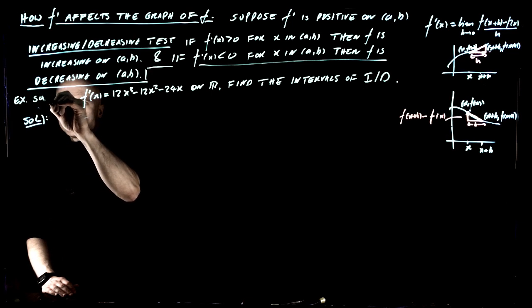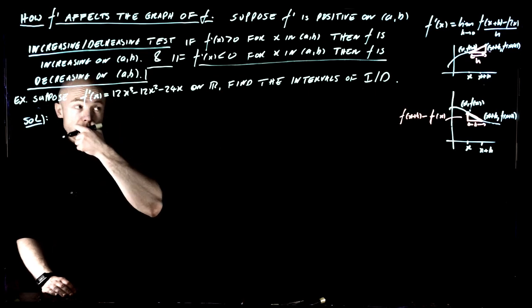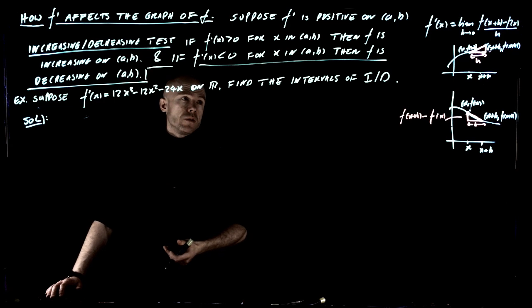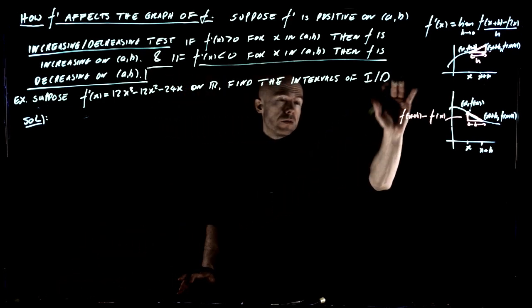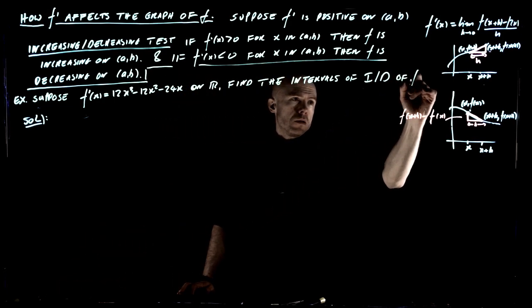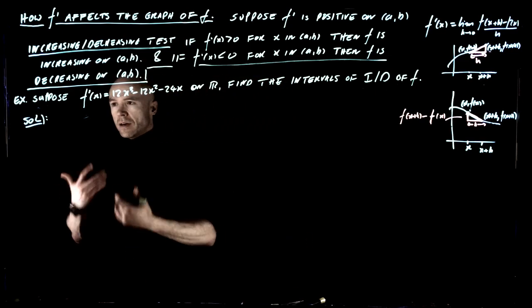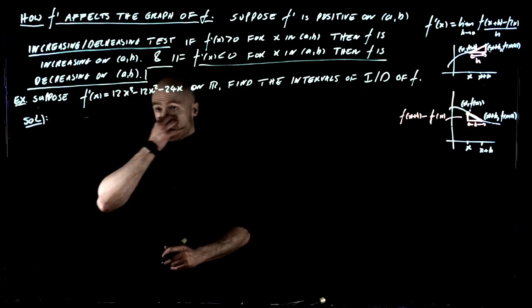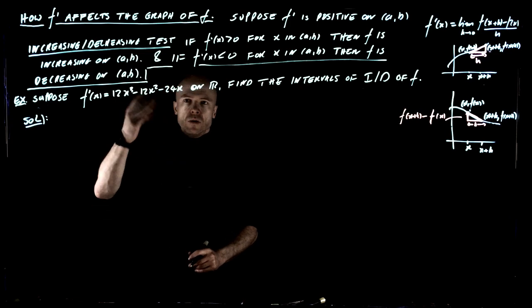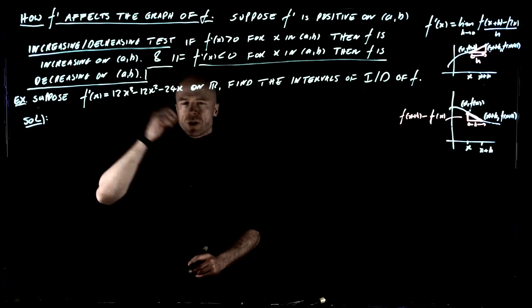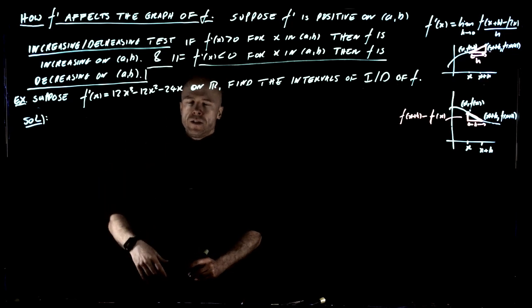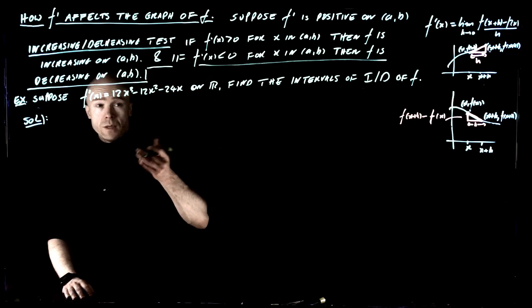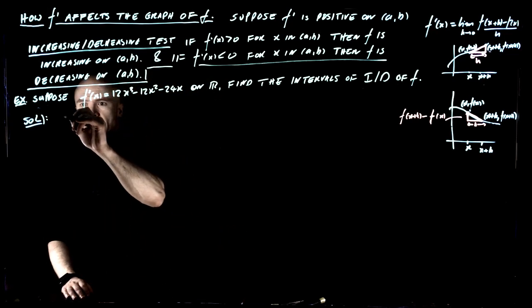Suppose the derivative is given by this. Find the intervals of increasing and decreasing of f. All right, so we don't have to calculate the derivative because it's given to us. But we need to know when it is increasing or decreasing, which right now is kind of a pain to try and understand. So what we're going to do is try and factor out this expression.